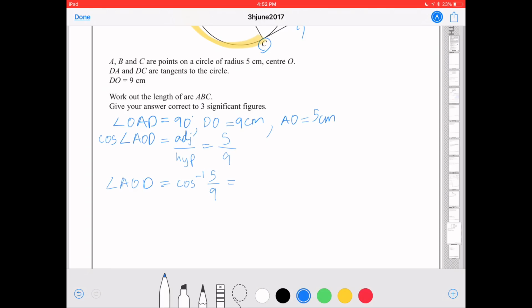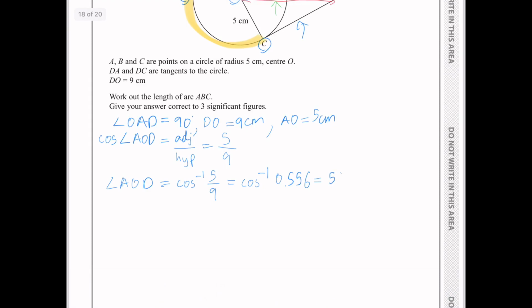So cos inverse 5 over 9 is cos inverse 0.556. So cos inverse 0.556 is 56.22 degrees.